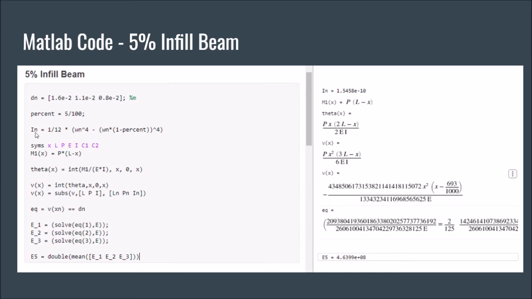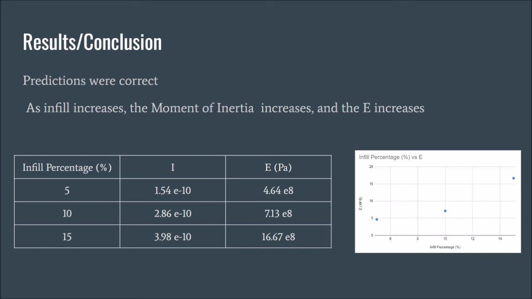And so this is done by basically assuming that the beam is a hollow square cross-section. And so I already sort of derived these equations, and basically this E5 value represents the E value at 5%, and what we have here is 4.639e8. So in terms of the results and conclusion, my predictions were correct. As infill increases, the moment of inertia increases, and the E increases.